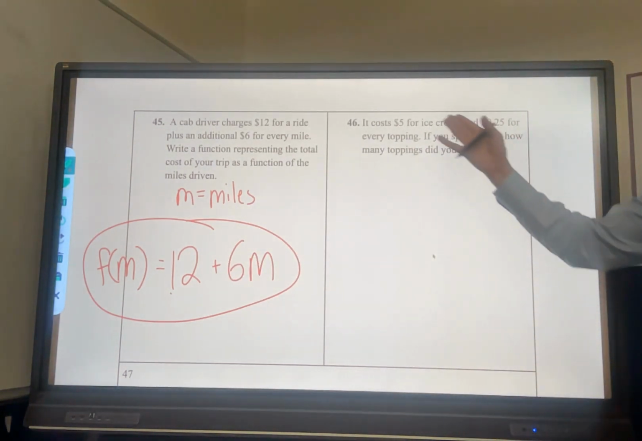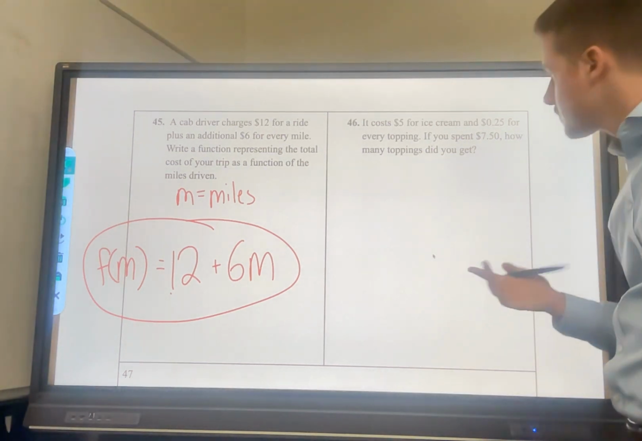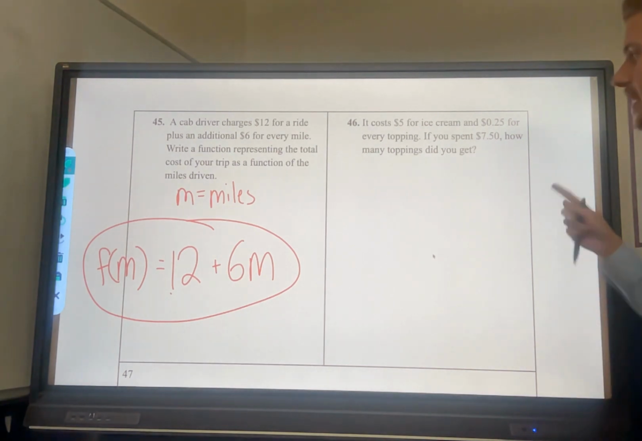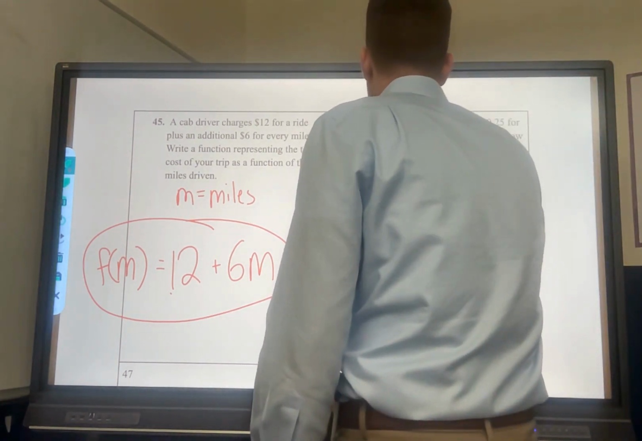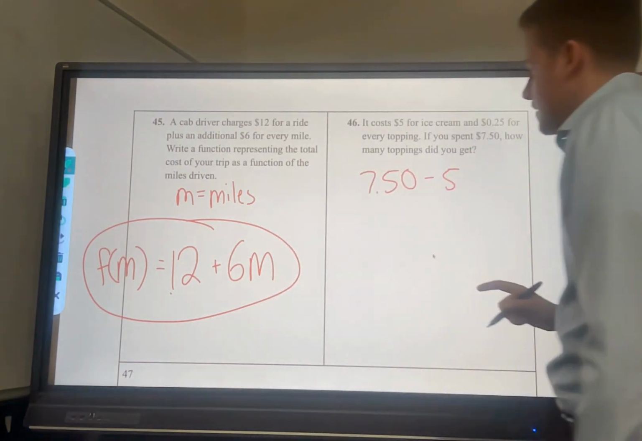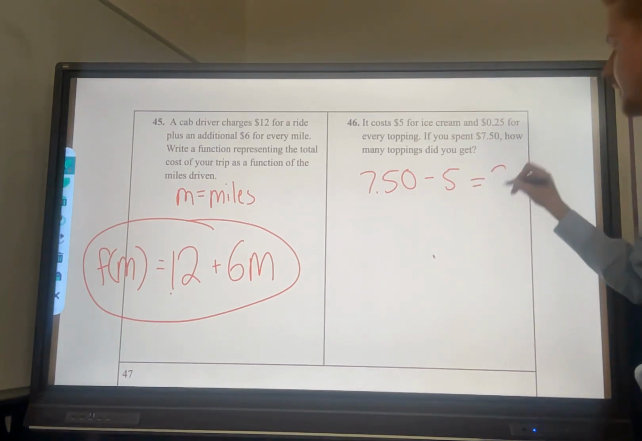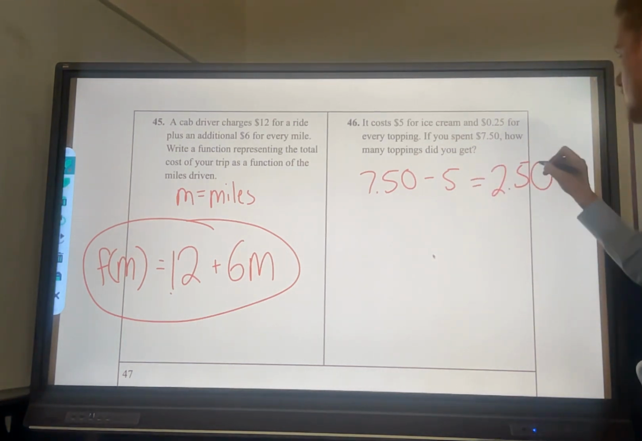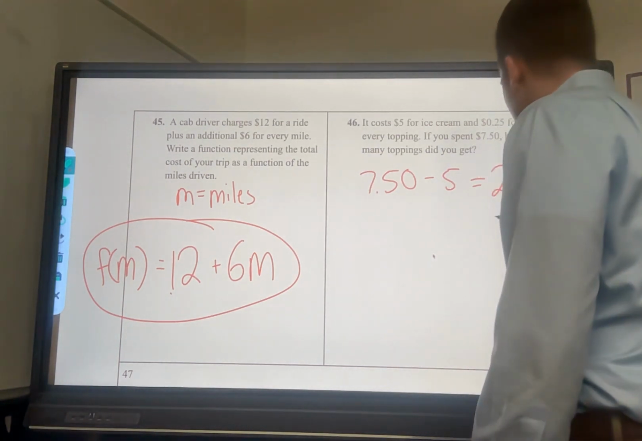For 46, it says it costs $5 for ice cream, 25 cents for every topping. Toppings are cheap. You spent $7.50. How many toppings did you get? Okay, well, let's go $7.50 minus the total cost minus the ice cream. That gets us $2.50. So I know that we spent $2.50 on toppings.